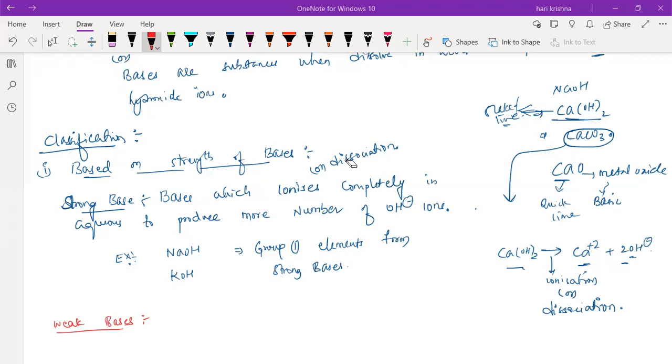Yeah, Harini. So now Ca(OH)2 comes under strong base only, right? Yeah, strong only. Okay.